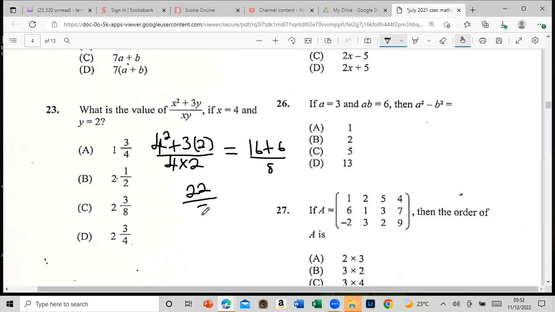over 8. Alright, how many 2s can you get in 22? You have to do 2, 8 to 16, so that leaves 6 over 8. So it's 2 and 6 over 8. It's not there, so that means we simplify this. Divide this by 2 and this by 2. So that's what it is.